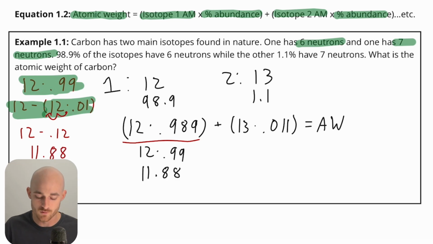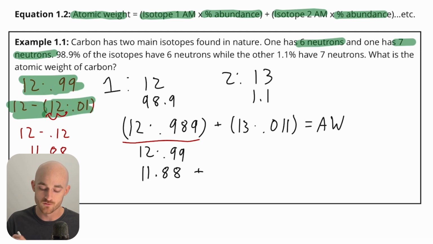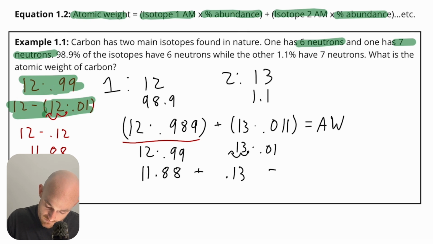So we have 11.88 plus whatever 13 times 0.011 comes out to be. As you solve 13 times 0.011, remember that you can do some rounding and we can turn that into 13 times 0.01. And that's really similar to the problem that we just did. All we need to do is move the decimal point 2 places to the left on 13, which gives us 0.13. Now we have a simple addition problem of 11.88 plus 0.13 to give us 12.01 for the atomic weight of carbon.